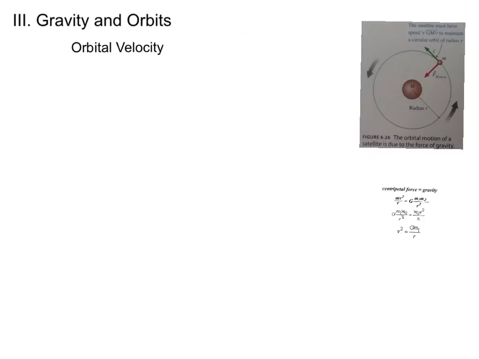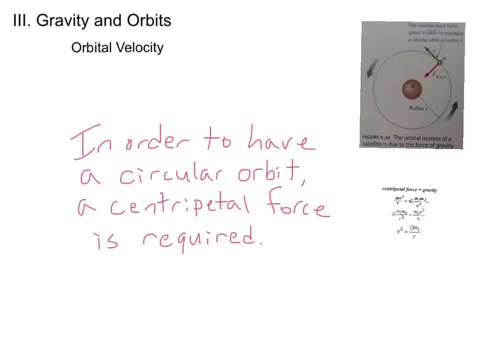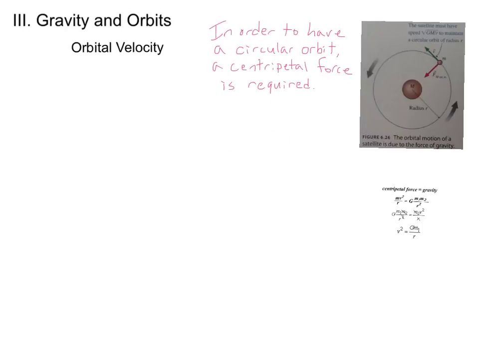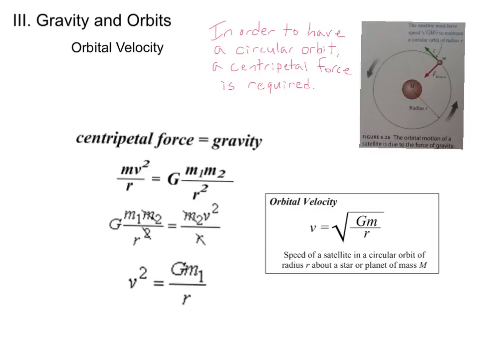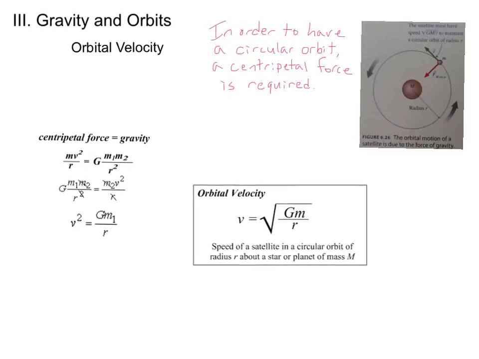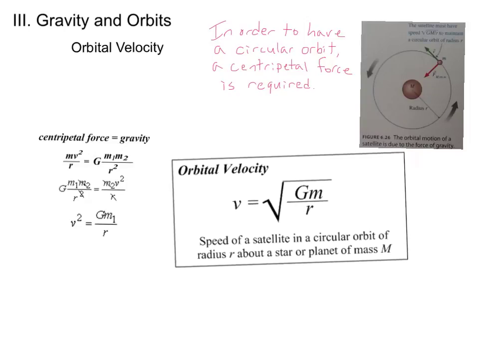So in order to have a circular path, a centripetal force is required. This centripetal force is supplied by the force of gravity between the two bodies. So we can set the centripetal force equal to Newton's universal law of gravitation, and we end up with this right here, where we have the centripetal force here, we have Newton's universal law of gravitation here. We end up with v squared equals big G times m1 over r. So we end up with an expression for orbital velocity, v equals the square root of GM over r.